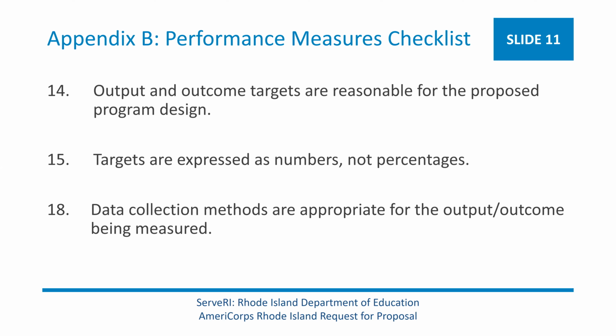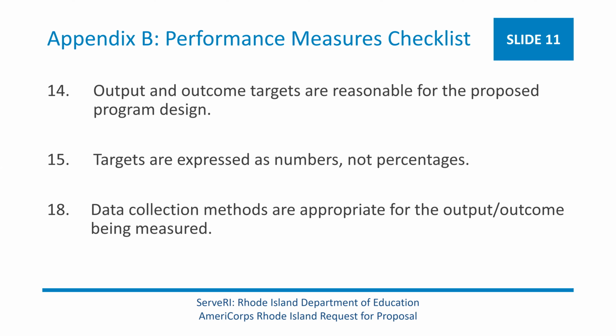Some of the content you'll find there is pretty specific. So an example here, number 14 on the list is output and outcome targets are reasonable for the proposed program design, right? So if you're going into 5 classrooms, and each classroom has 25 students in it, but you say you're going to serve 10,000 students, the math there doesn't work, right? So that's the kind of thing. Number 15, targets are expressed as numbers, not percentages. So when you're counting people, it's numbers of individual people. If you're counting acres of land, it's numbers of acres of land.